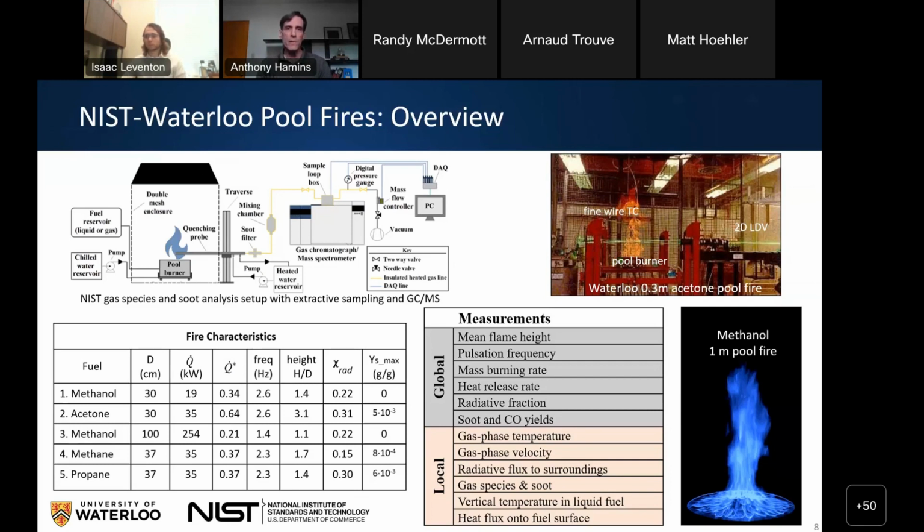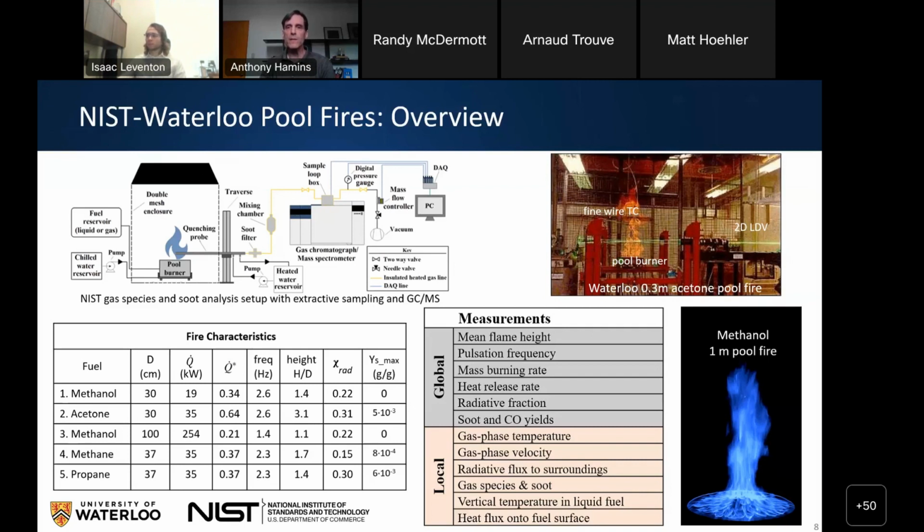The table on the bottom left lists the liquid and gaseous pool fires in the GitHub database, including 0.3 and 1 meter diameter methanol fires, the 0.3 meter acetone fire, and 0.37 meter gaseous methane and propane fires. These benchmark cases correspond to pool fires that feature moderately turbulent flows characterized by buoyancy-driven puffing instability, which leads to cyclic formation of axisymmetric vortex rings, as seen in the video on the right.